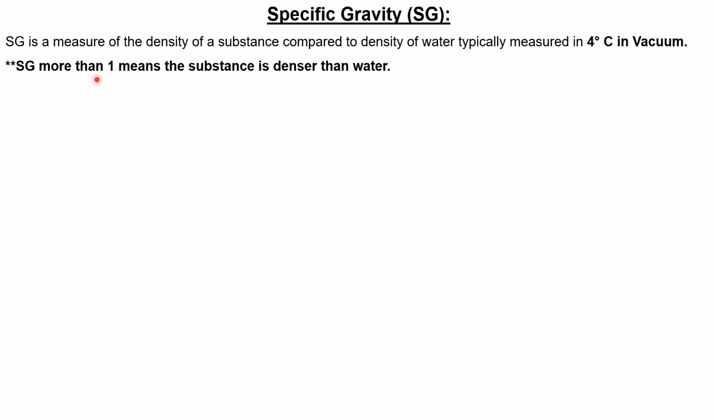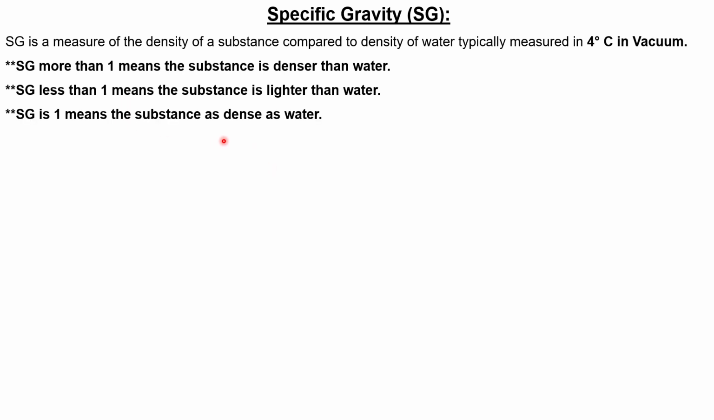If your specific gravity is more than 1, that means the substance is denser than the water, right? So if your specific gravity is 1.2, 1.3, that means that substance will sink in the water, right? And if your specific gravity is less than 1, that means the substance is lighter and it will float. Whereas if your specific gravity is 1, that means that substance is as dense as water, right?